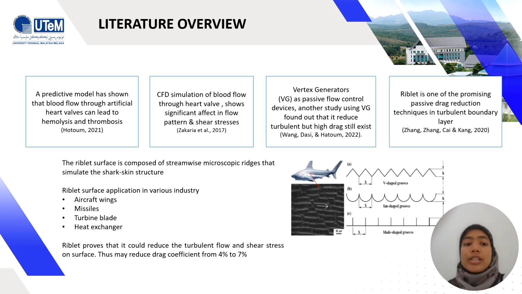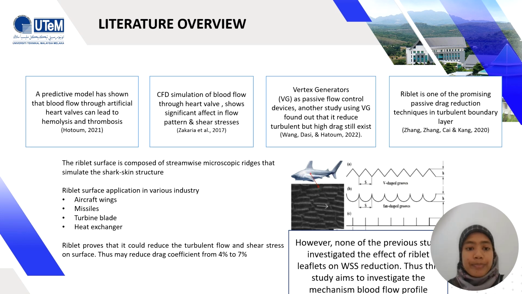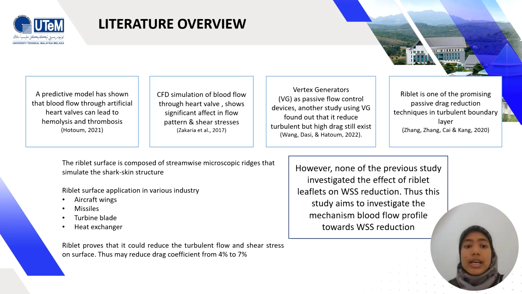Various structures such as blade, scallop, and sawtooth have been extensively studied in turbine blades and through numerical simulation. In my project, I'll be using the scallop as a U groove, while sawtooth is a V groove pattern. However, no existing study has examined the riblet-covered valve leaflet and its influence on wall shear stresses. So this research aims to fill that gap by analyzing the detailed mechanism of blood flow through riblet surfaces.